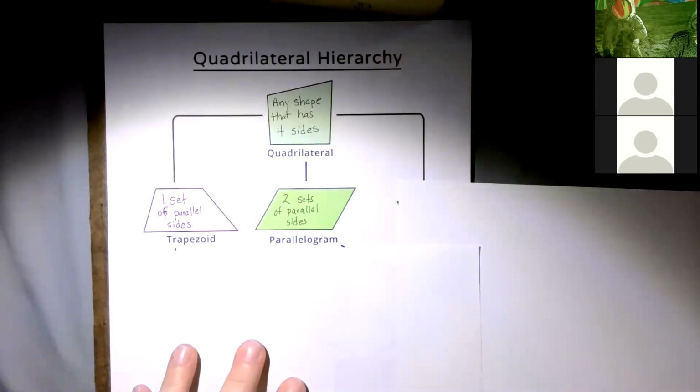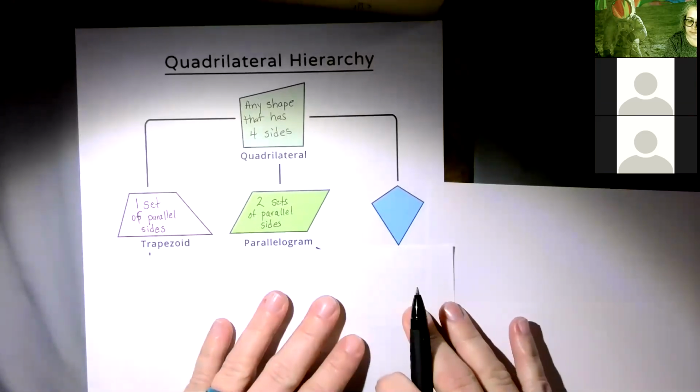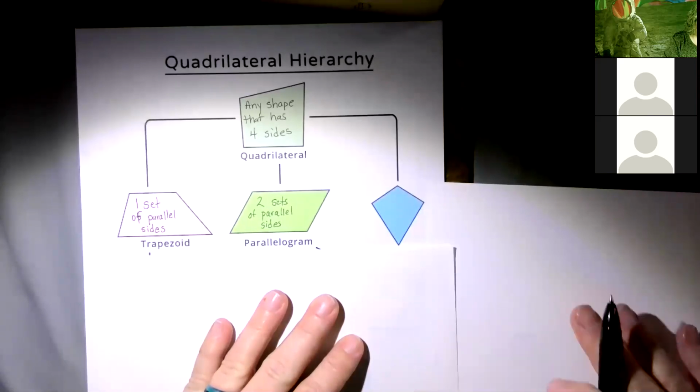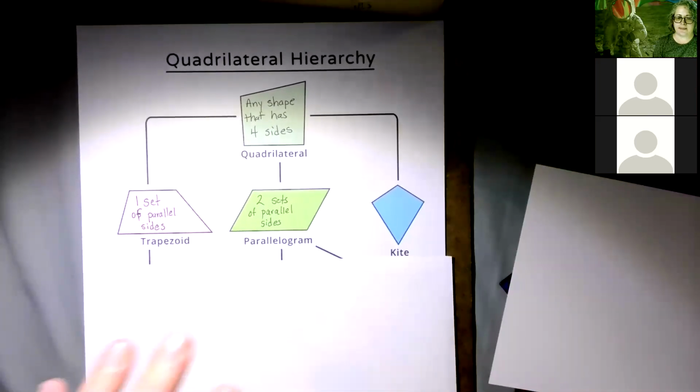See, do we have another one over here? Oh, yeah. What do we call this one? A kite. It's called a kite. Now, what can we say about a kite? It's the harder one because we've not really looked at it that much.